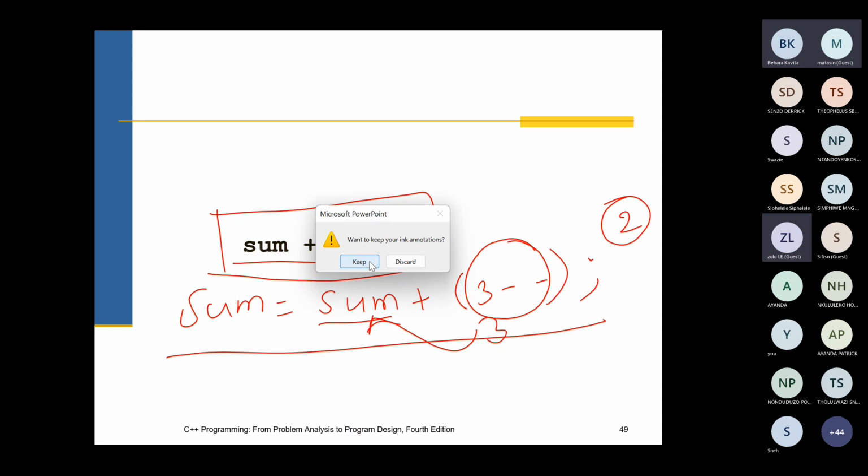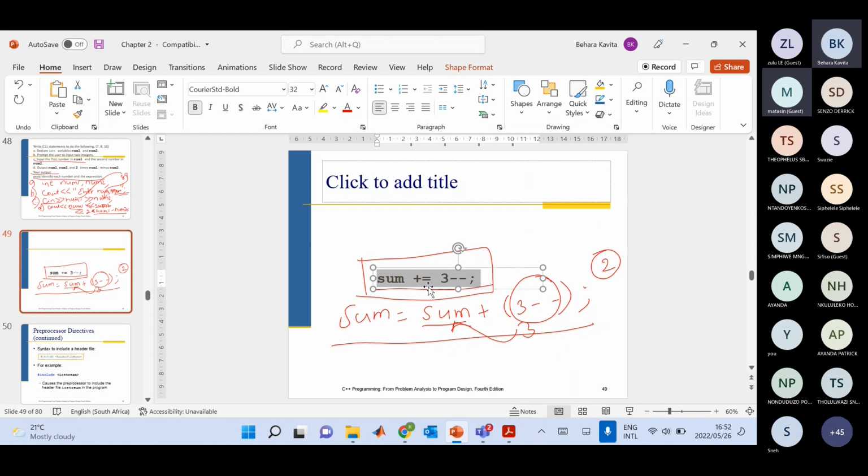Now, let's get back. I'm saying the meaning of the highlighted part: sum plus equals to 3 minus minus. This is sum plus equals to 3, meaning sum is equals to sum plus 3. But what we have is 3 minus minus. The 3 minus minus is going to be in the bracket. Now, what is the meaning of 3 minus minus? It's a post decrement. So you assign the value first and then decrement the value. So the value that is there is going to be assigned and added to sum.